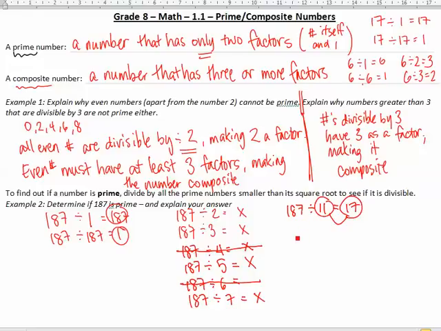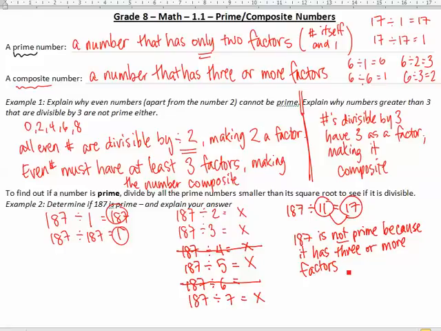Because I have this, 187 is not prime because it has 3 or more factors, or in this case I could have just had 4 factors, but it has 3 or more factors because that's the definition of a composite number, making 187 a composite number.